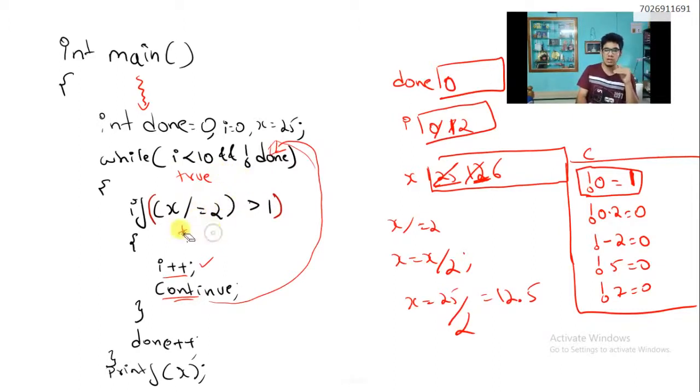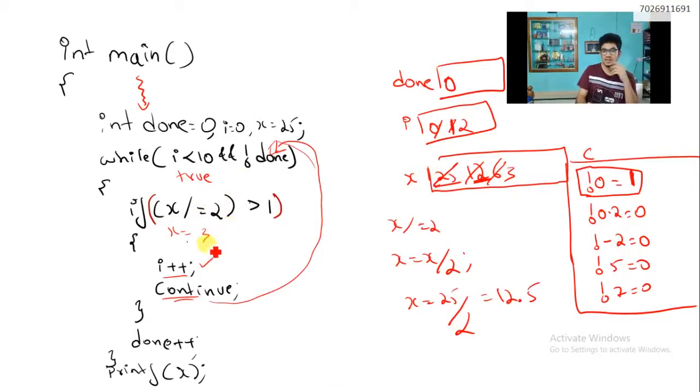And now what will happen here? Yeah, x is equals to x by 2 you are doing. So what's the old value of x? The old value of x in the memory, as you can see, is 6. What is 6 by 2? 6 by 2 is 3. Where are you storing this 3? In the x. So your x becomes 3.